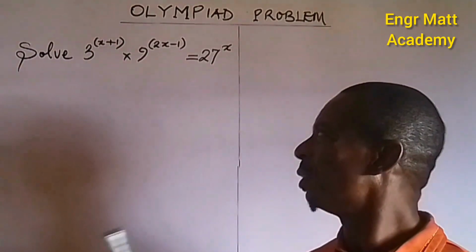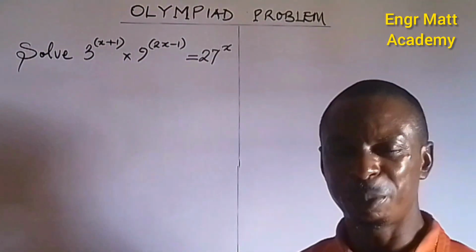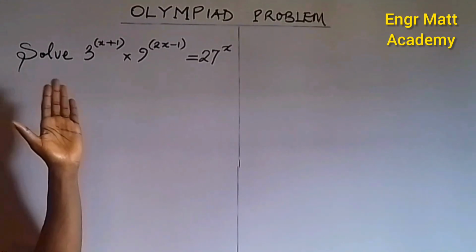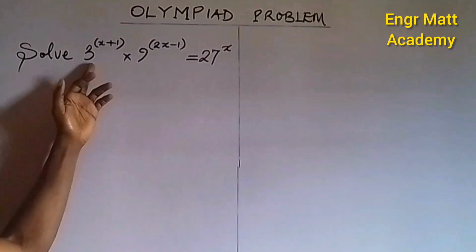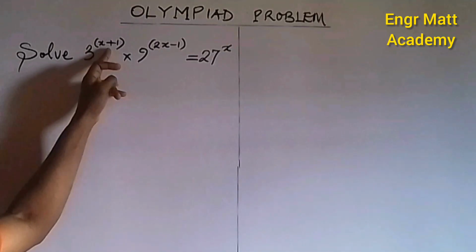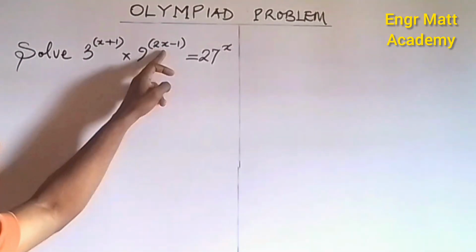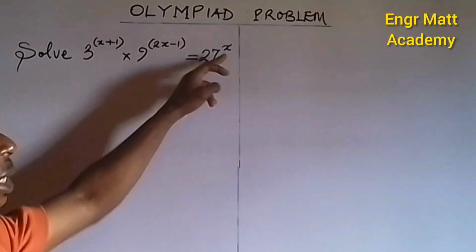In today's lesson, we are looking at an Olympiad problem. Let's go straight to the problem. The problem on the board says solve 3 to the power of x plus 1 times 9 to the power of 2x minus 1 equal to 27 to the power x.